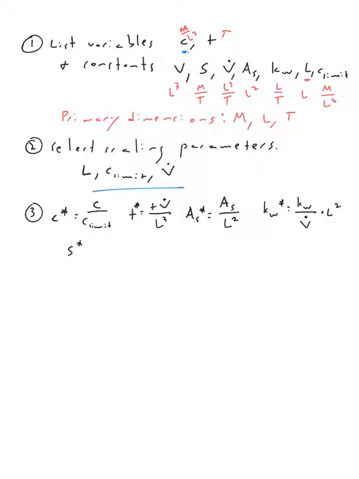So S star will equal S over C limit to get rid of the mass, over V dot to get rid of the time, and then the lengths cubed and C limit and V dot cancel each other, so we're good. So let's check. We have C, T, V, S, AS, and KW. Okay, beautiful. So let's go back to our equation now.